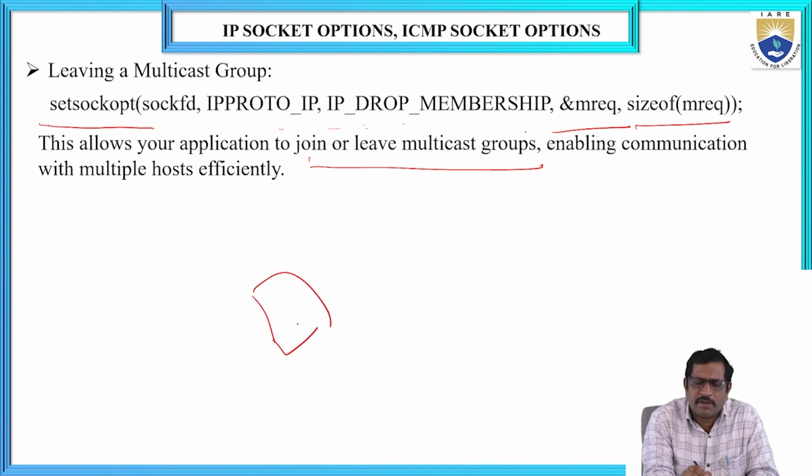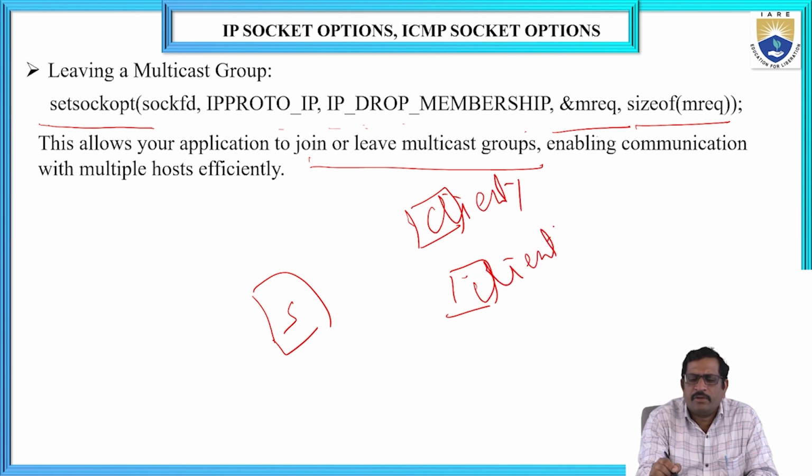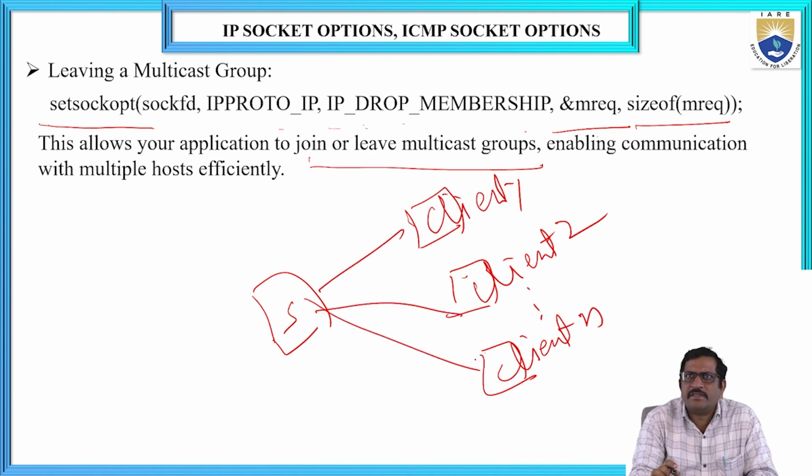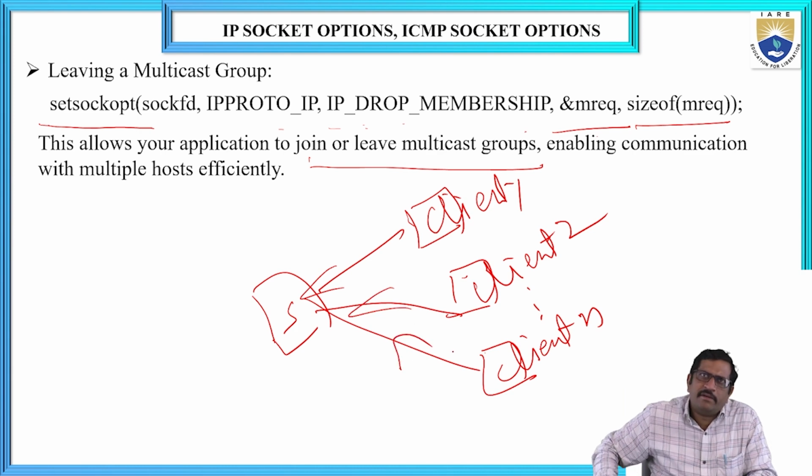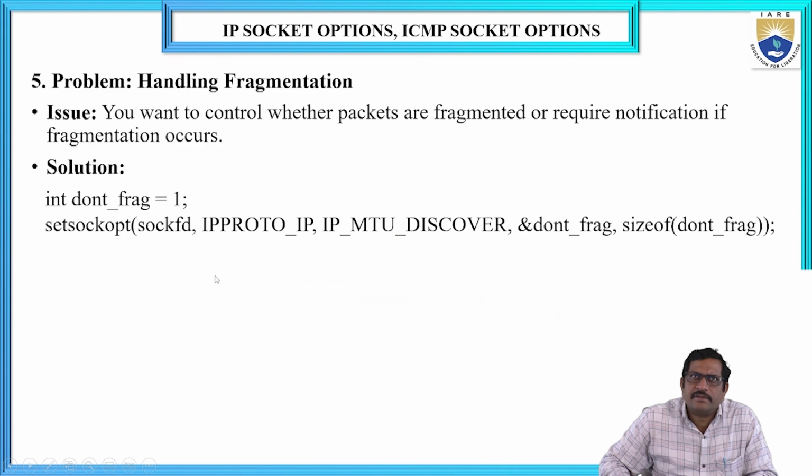The server is receiving the information from multiple client devices: client 1, client 2, up to client N. Multiple devices are enabling the communication efficiently with multicast technology. Now we are able to receive data from multiple clients with the help of multicast technologies.